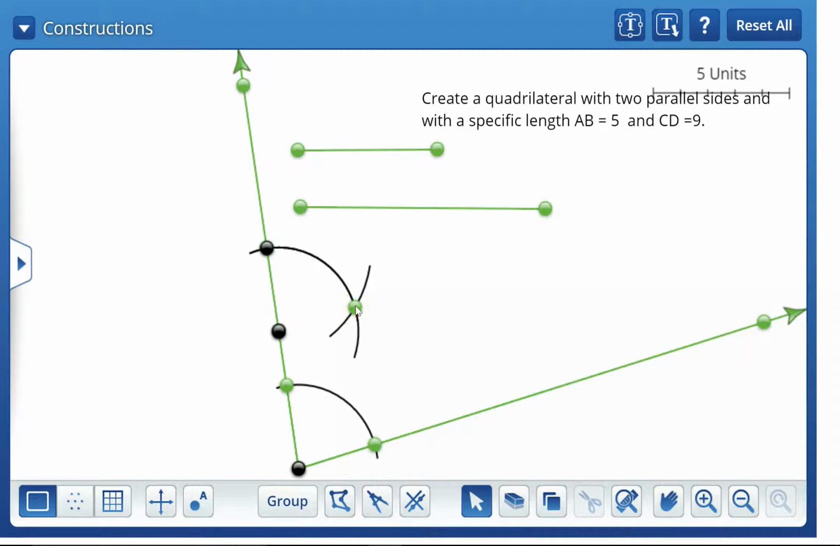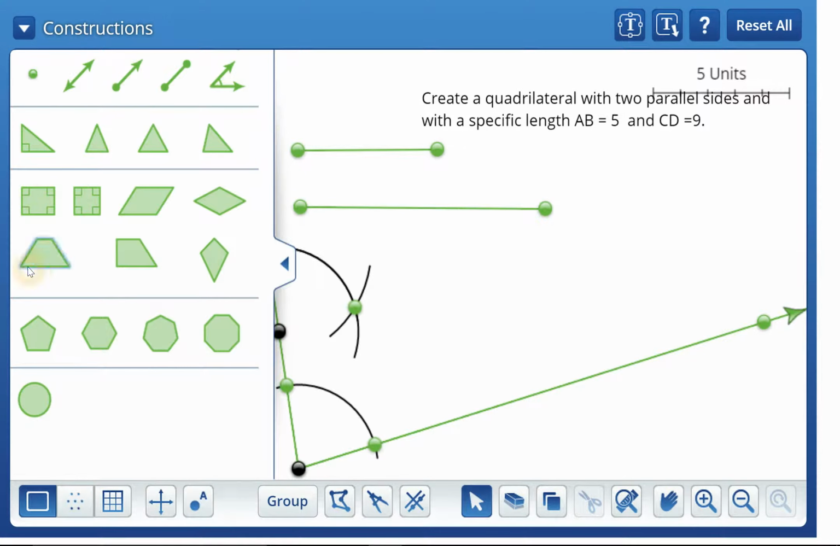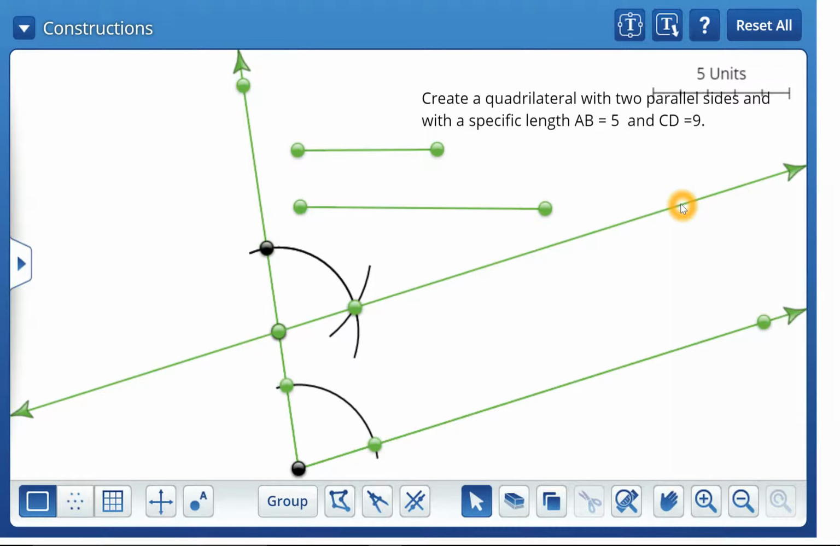Okay, once we have that point, we are able to create parallel lines, which is exactly what I'm going to do. I'm going to place my parallel line on top of those two points. Okay, now this line right here and this line right here are parallel. The last thing that we need to create is congruent segments. Okay, let's go back. We need a congruent segment to AB and a congruent segment to CD.